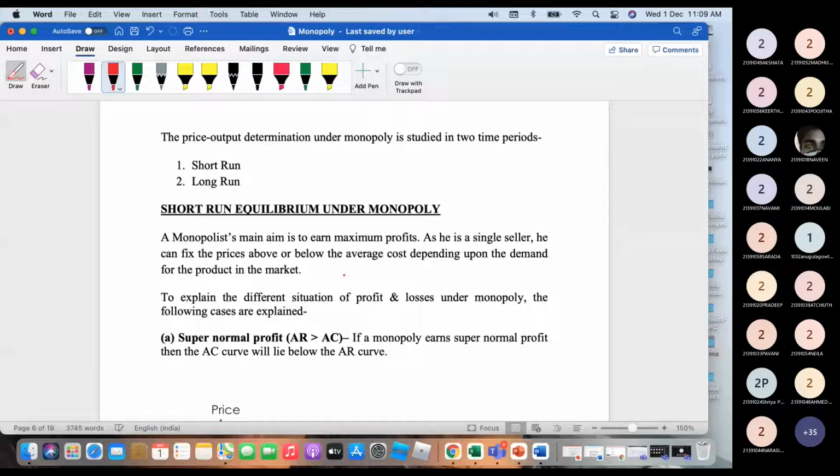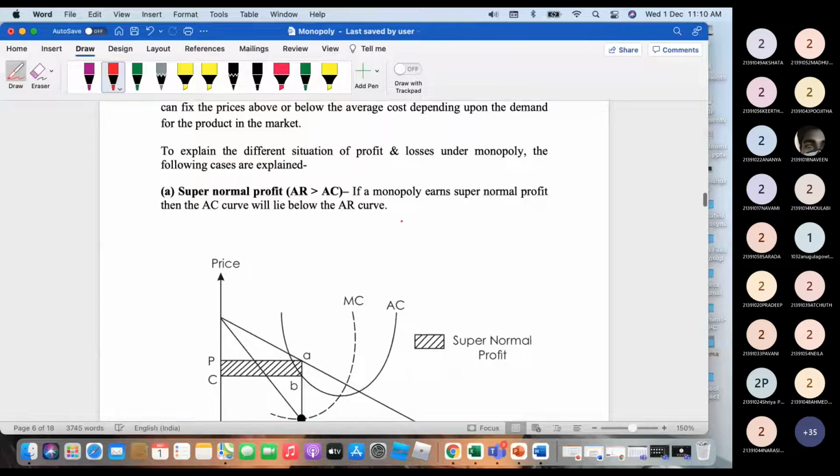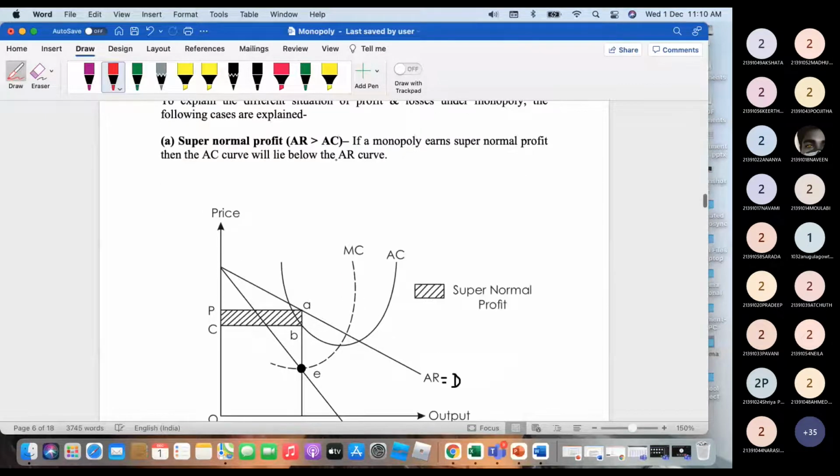But over a period of time, there is always a possibility that his demand increases and he is able to recover the loss. But we are not talking about the long run, we are talking about the short run, that initially he starts the business and he is a single seller, but there is lack of demand. Because of that, he may be incurring losses. Now students, what I'm trying to tell you is we are going to take three instances of a monopolist: he may be earning supernormal profits, he may be earning normal profits, or he may be incurring loss.